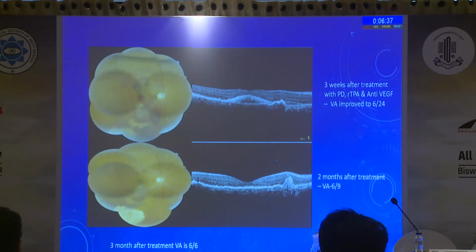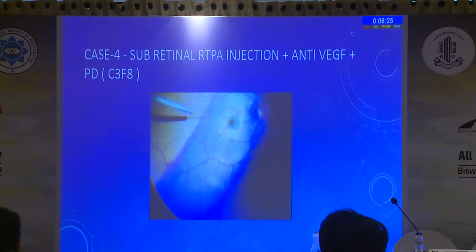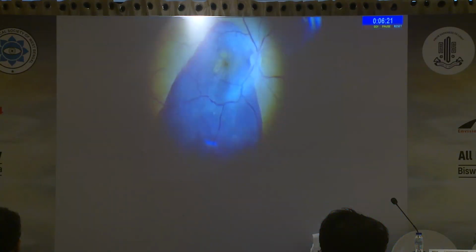So not necessarily all the time we have to go for subretinal tPA. Intravitreal tPA does pretty well in many cases. Obviously, if it is a very large one, then we have to plan with a subretinal tPA. Like this case, there was no other option than subretinal tPA.